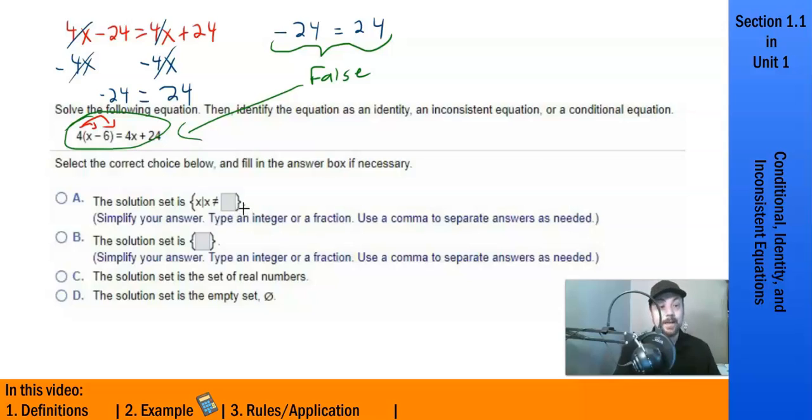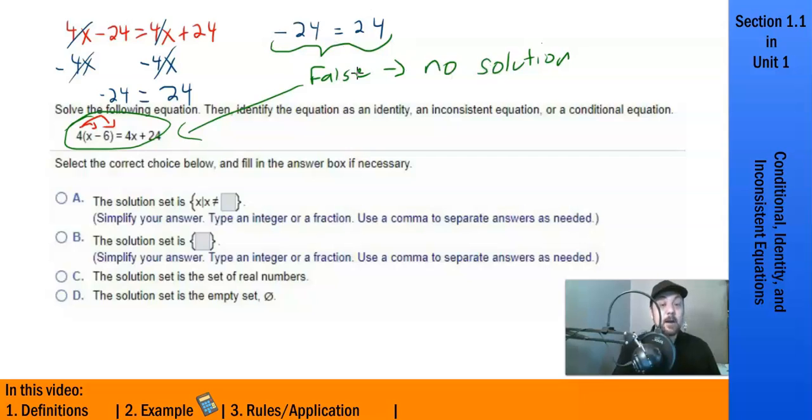No matter what you plug in for x, it's always going to be false also, because these are equivalent statements, right? Whenever you take an equation and you manipulate it and you solve it, to the left-hand side and the right-hand side, as long as you balance it out, each resulting step is equivalent to the step before it. And so negative 24 equals positive 24 is logically equivalent to this equation: 4 times x minus 6 equals 4x plus 24. These are logically equivalent to each other. If this is always false, this will always be false. So no matter what I plug in for x, I can never make this equation true, which means this equation has no solutions.